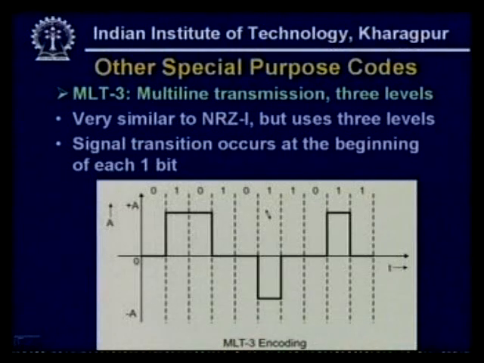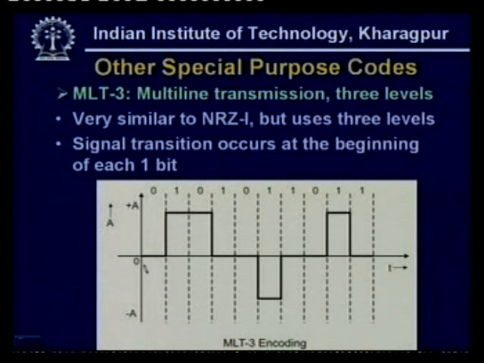Then there is another special purpose code, known as MTL3, multi-line transmission. Here also we use 3 levels. It is very similar to NRZ-I. In case of NRZ-I, we have seen that we are using inversions, non-return to 0 inversions, but instead of 2 levels, here we are using 3 levels.